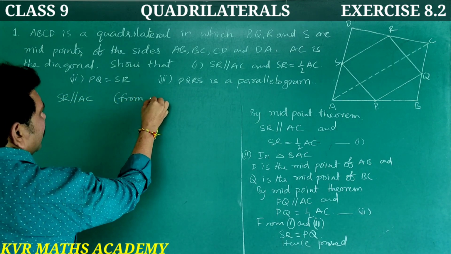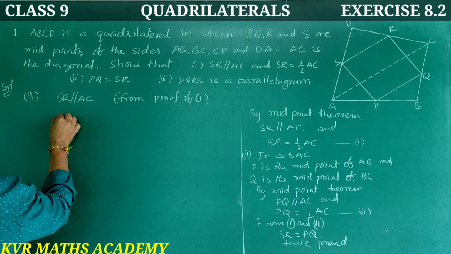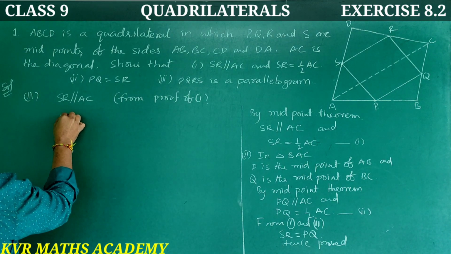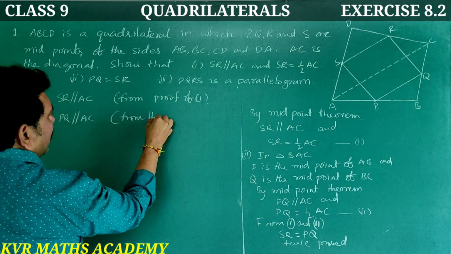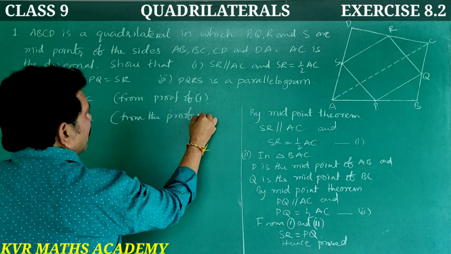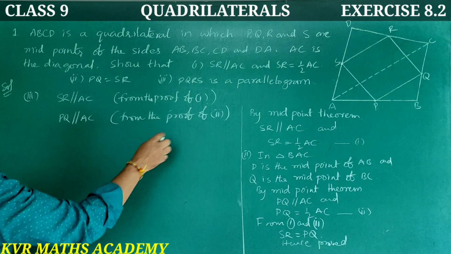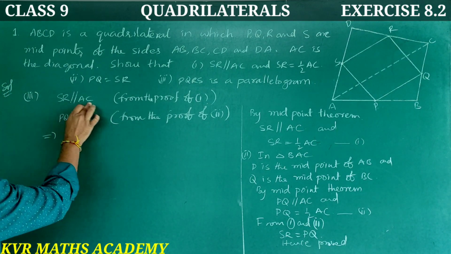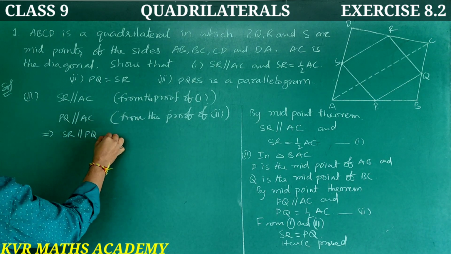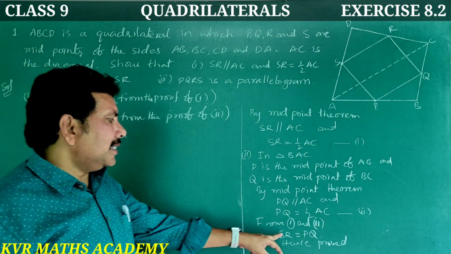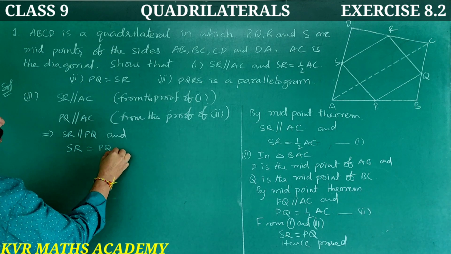So from proof of 1, నెక్స్ట్ తర్వాత ఇంకేం ప్రూవ్ చేసామా? PQ ఈజ్ ప్యారలల్ టు AC. ఎస్, ఫ్రమ్ ద ప్రూఫ్ ఆఫ్ 2, రైట్, ఫ్రమ్ ద ప్రూఫ్ ఆఫ్ 1, ఫ్రమ్ ద ప్రూఫ్ ఆఫ్ 2. సో దట్ ఇంప్లైస్ SR ఈజ్ ప్యారలల్ టు AC, PQ ఈజ్ ప్యారలల్ టు AC, అంటే SR ఈజ్ ప్యారలల్ టు PQ. And we have proved that SR is also equal to PQ, right?